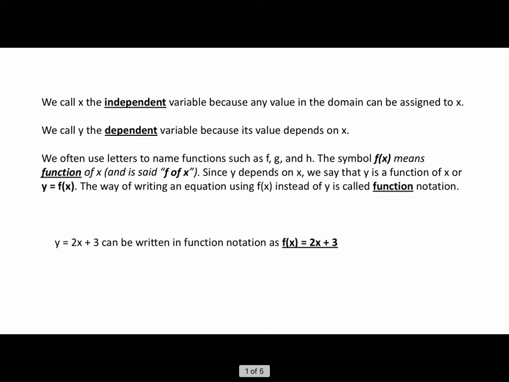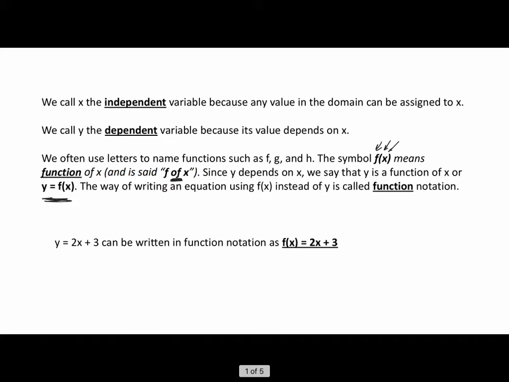The symbol f(x) means function of x. So the function is the f, which could be a g or an h as well. Parenthesis in this case means "of." So f of x is a function of x. And since y depends on x, we say that y is a function of x, or in math symbols, y equals f of x.